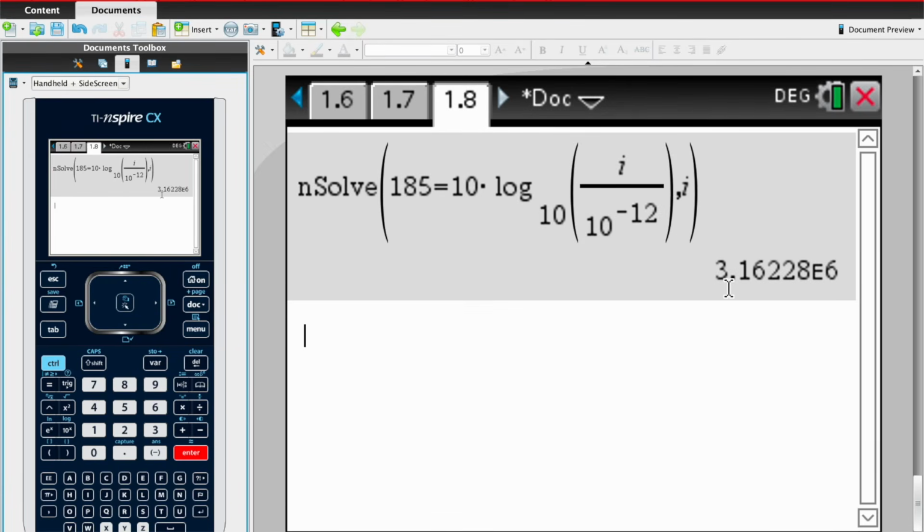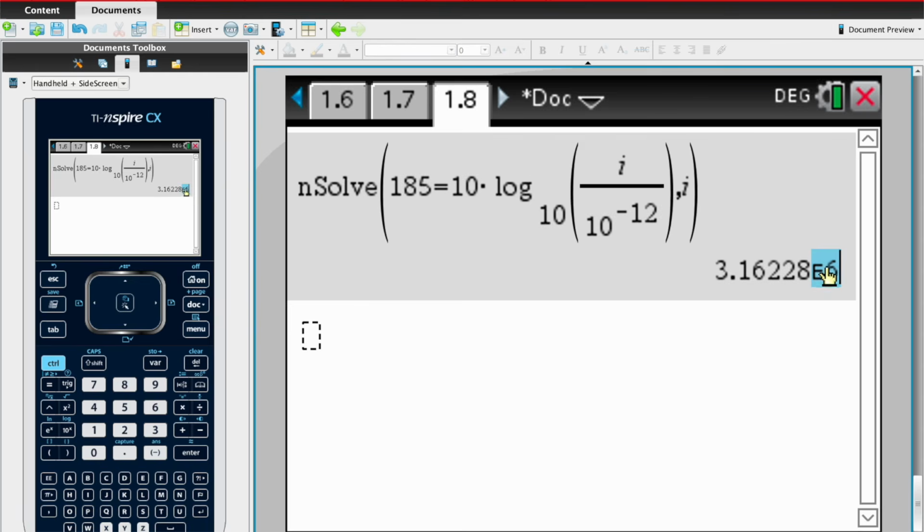Okay, so here we have 3.16228, and then this is a common mistake, this e to the 6. So it's not like 3.16, and the calculator is saying, hey, this just goes on for another 6 decimals or anything like that. This e, you can kind of think about it as an exponent, or 3.16228 times 10 to the 6. So it's a calculator notation which kind of condenses information.